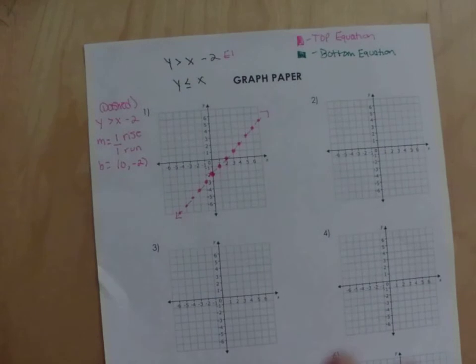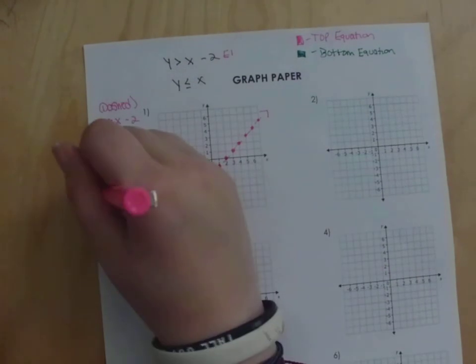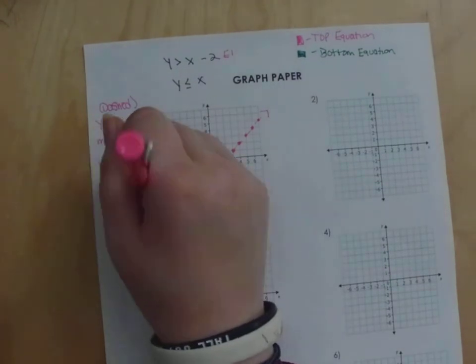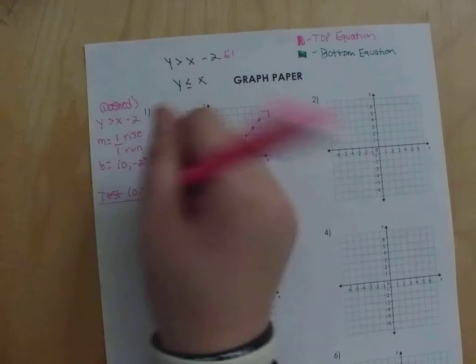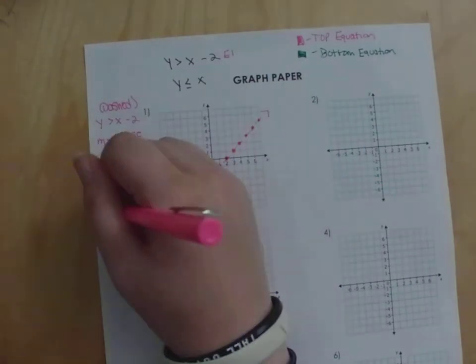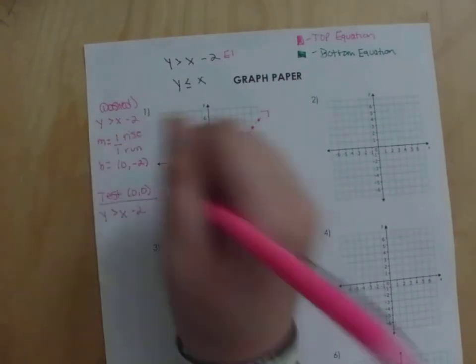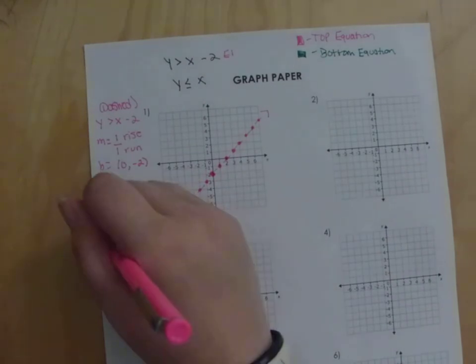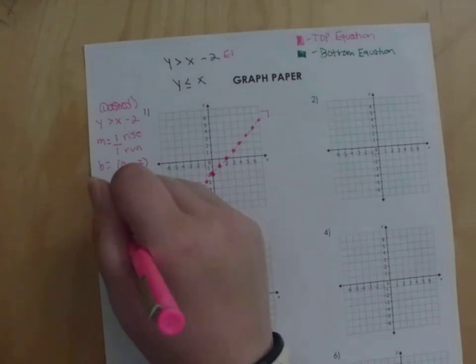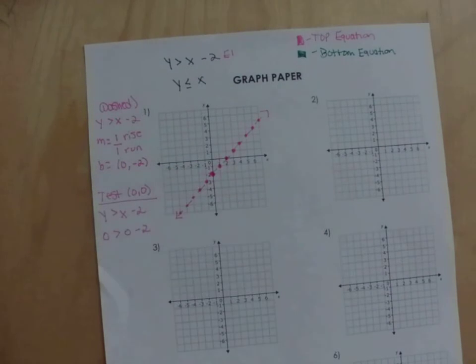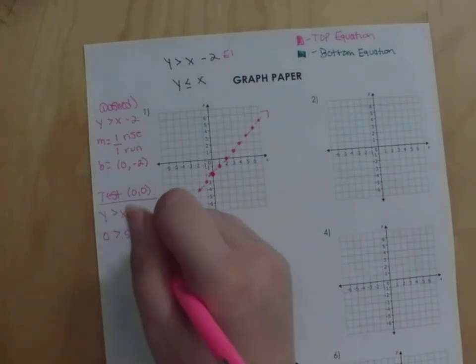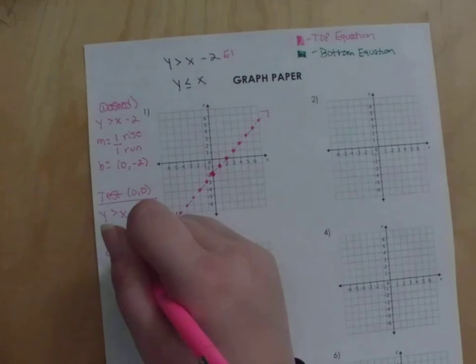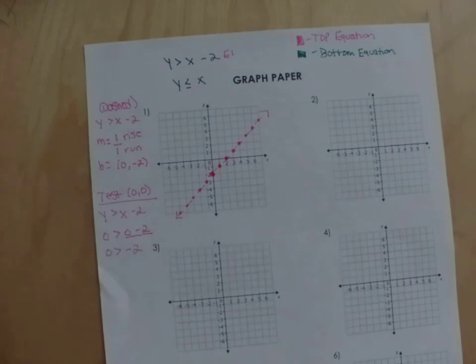And before we graph the other one, let's do our test as well. So we're going to test 0, 0. So I take my equation, y is greater than x minus 2, and I want to substitute 0 in for x and 0 in for y. So 0 is greater than 0 minus 2, and now we want to evaluate this right side here. 0 minus 2 is -2.